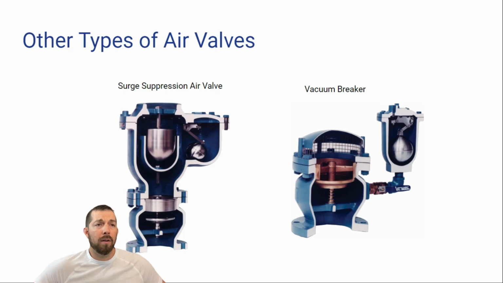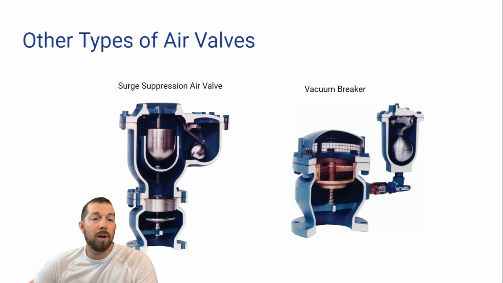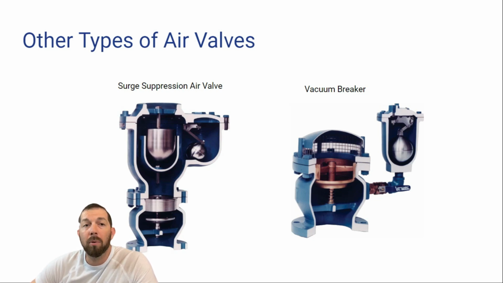Additionally, our other types of air valves, we also have the surge suppression air valve offering, and then also a vacuum breaker air valve. Both of these have a specific application that they can be applied to. If you have an application where you think maybe you need some surge suppression or possibly a vacuum breaker, please reach out to your local favorite valve person, or feel free to reach out or comment and we'll get that addressed as well.